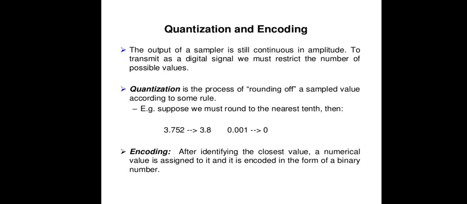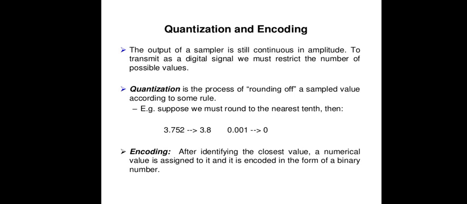Same as that, the second example is 0.001. That means 0.00-something, its value is nearly equal to 0. This is quantization, the rounding off process. Rounding off means when the value is large, we write only the small value, like 3.75 something. In short, we write 3.8.